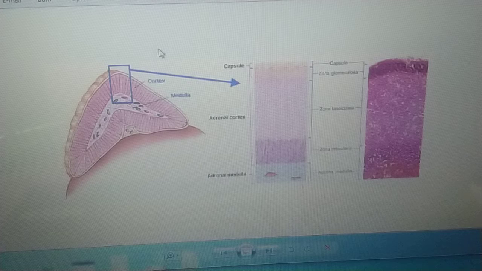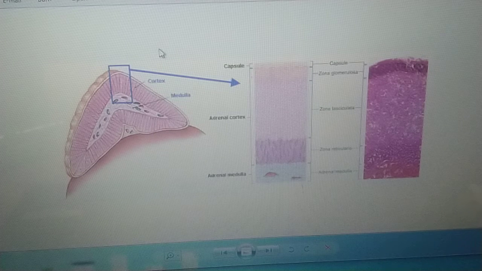Its cells are closely packed and arranged in spherical clusters and arced columns, which secrete the hormones called mineralocorticoids, and they affect the mineral homeostasis. These mineralocorticoids are called so because they have a direct effect on the mineral homeostasis, that is the balance and maintenance of the minerals. Next layer is zona fasciculata.